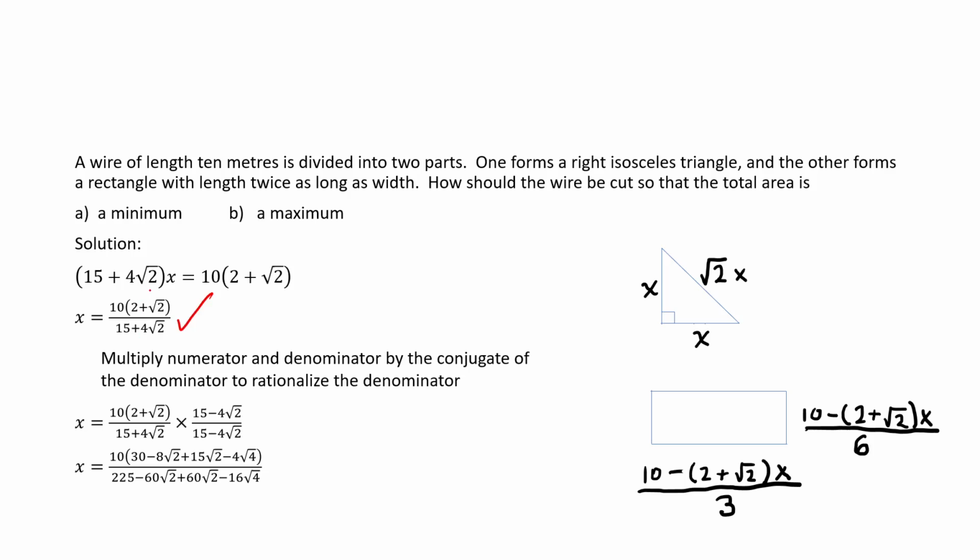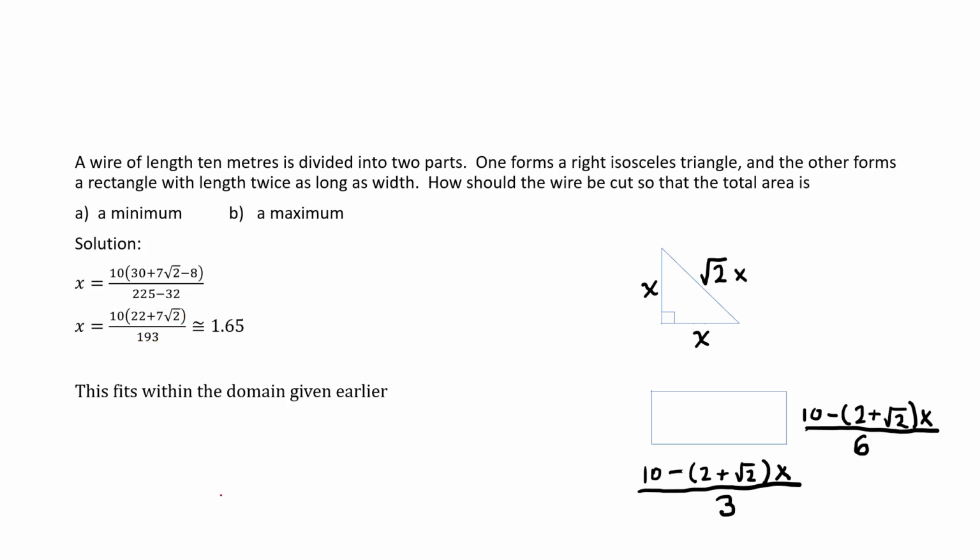Now, it's easy enough to simplify this expression. We don't like having an irrational denominator. So we're going to multiply top and bottom by 15 minus 4 root 2. And when we do that, we get this long denominator right here. And we can do a little bit of simplifying because we have negative 60 root 2 plus 60 root 2, so they cancel. 16 root 4 is the same as 16 times 2, which is going to be 32. So we'll ultimately have 225 minus 32 in the denominator.